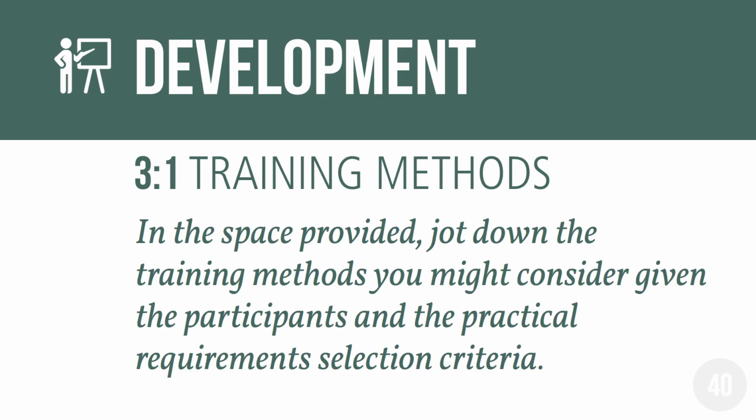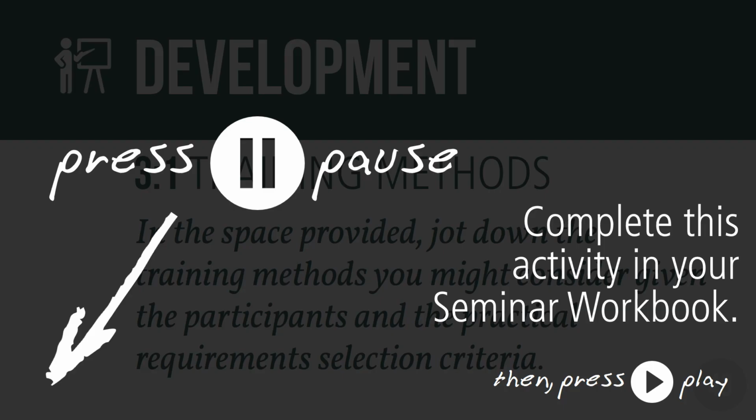Now let's put your learning into development of your training session. 3.1, Training Methods. In the space provided in your seminar workbook, jot down the training methods you might consider given the participants and the practical requirements selection criteria. Press pause now to complete this activity in your seminar workbook. When you're finished, press play to continue with your seminar.